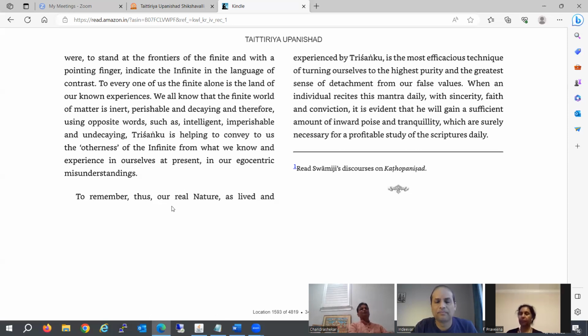Next is Snatakotsava. Right? The convocation.